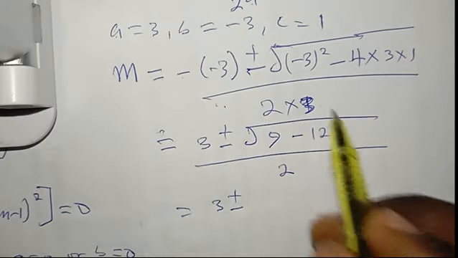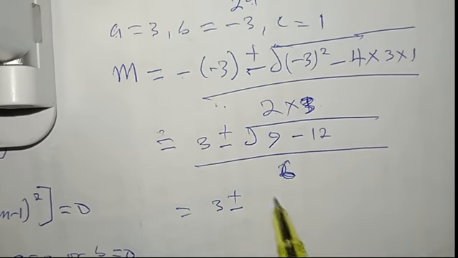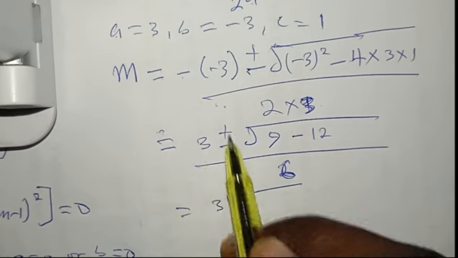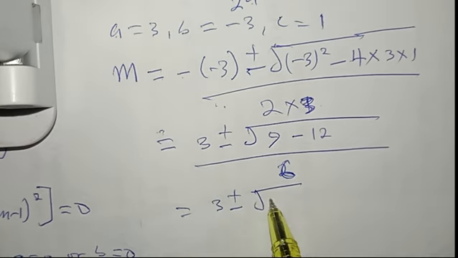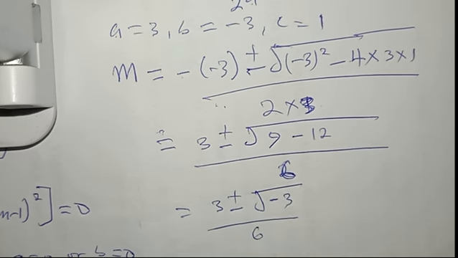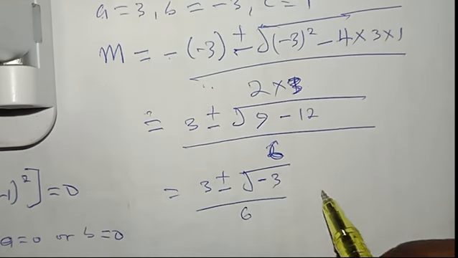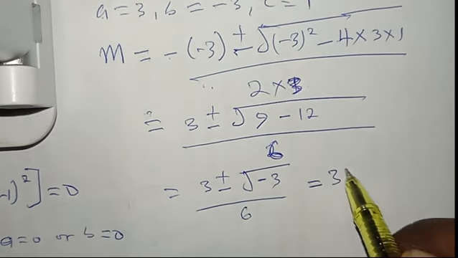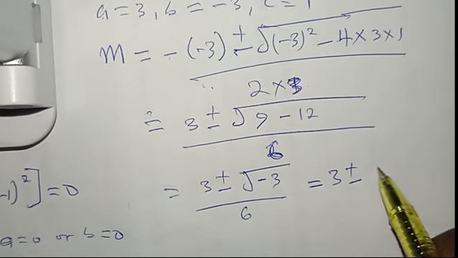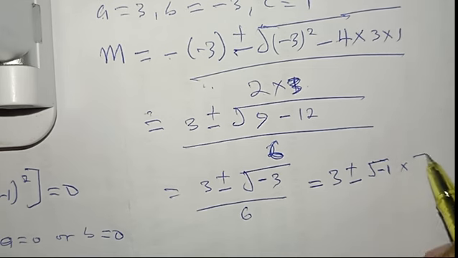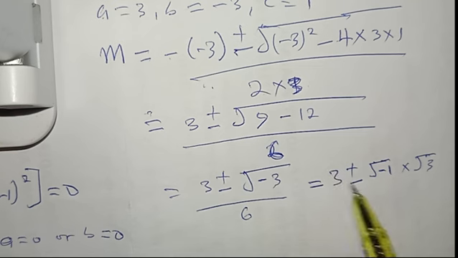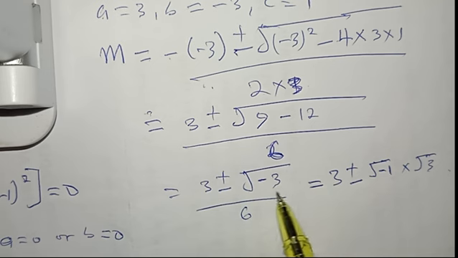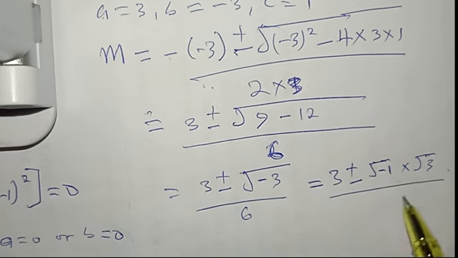So that we now have 2 times 3 here, and that becomes 6. Okay, so we now have 3 plus or minus the square root of 9 minus 12, which is minus 3, all divided by 6. Okay, so simplifying for that, this is 3 plus or minus the square root of minus 1, and then multiply by root 3, so that when I multiply these two roots right here, I'm going to be having root minus 3, and it's all divided by 6.